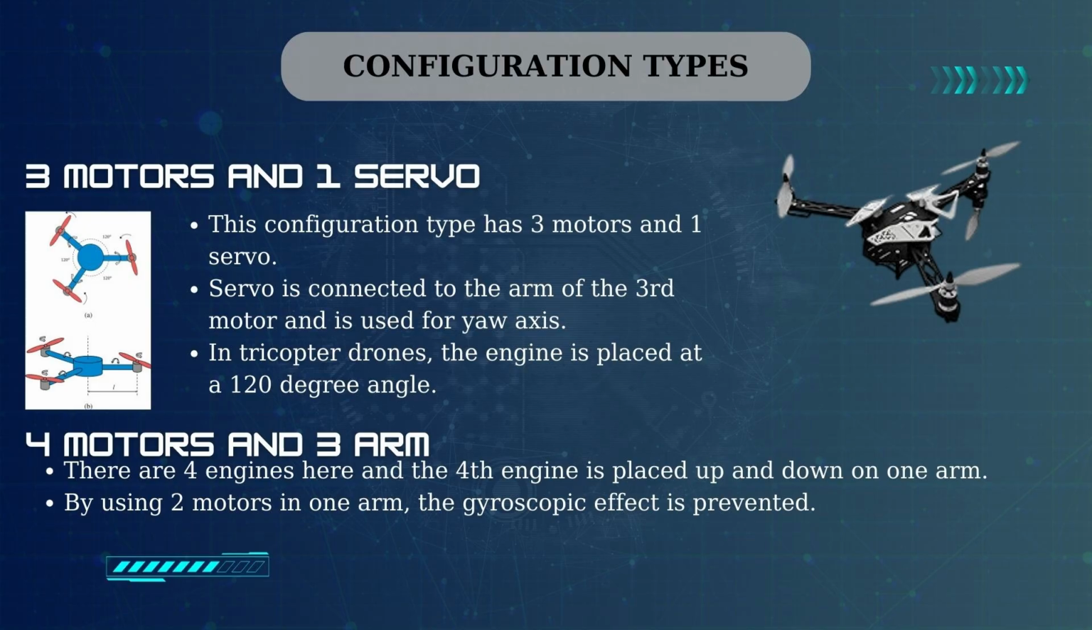The other design has similar features, but the main difference in this one is that there is no servo and it contains 4 motors. This 4th motor we mentioned is connected to the other motor up and down, thus we can prevent the gyroscopic effect.